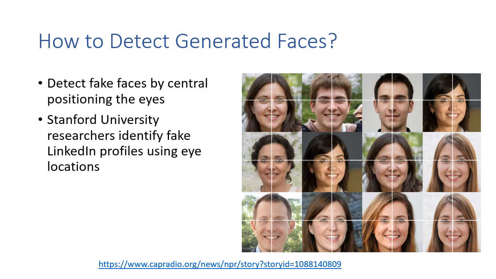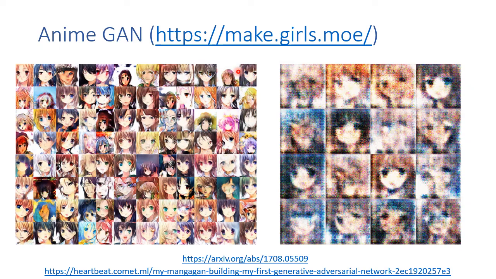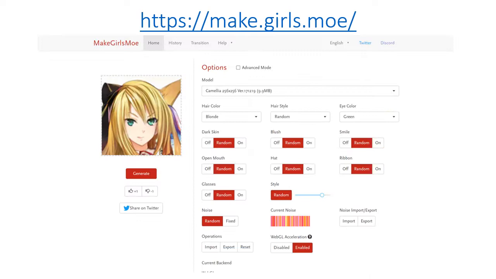Another interesting application is Anime GAN, which can be used to generate animation girls' faces. Here are the examples, and you can try the function by visiting this website. Here's the link of the paper. I tried the website and here's my girl. You can select different models, hair color, hairstyle, eye color, even skin or open mouth, many options, and the quality is quite good. So you can try to generate your dream lover if you feel lonely. This is a very useful website.